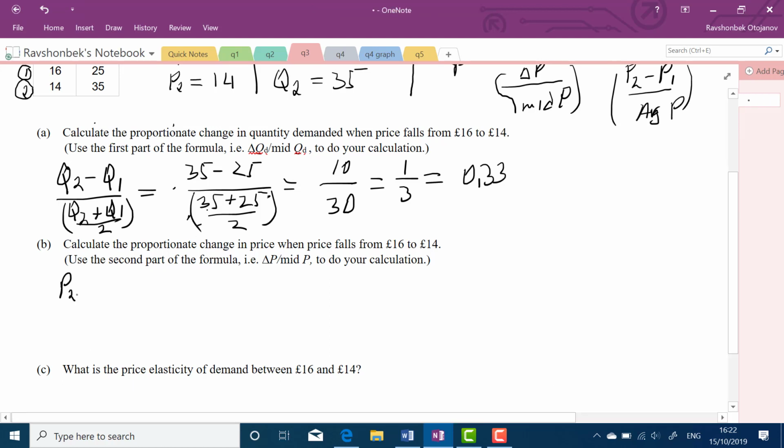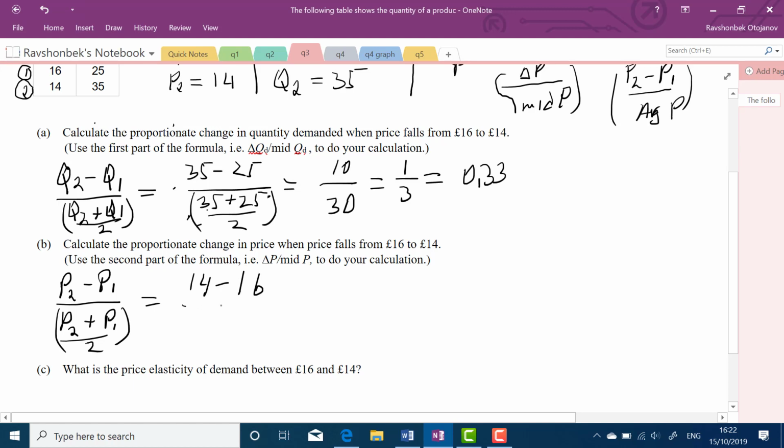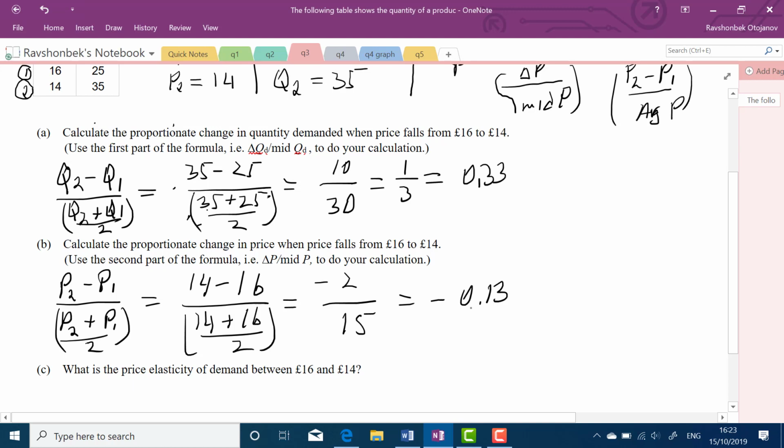So that's P2 minus P1 over the average of the two prices, (P2 plus P1) over 2. Notice this is the average of the two prices. So P2 is 14, minus 16, over 14 plus 16 over 2. That gives us, what's the answer here, guys? Minus 2 over 15, and negative 0.13. Thank you. Correct, guys? Yes.